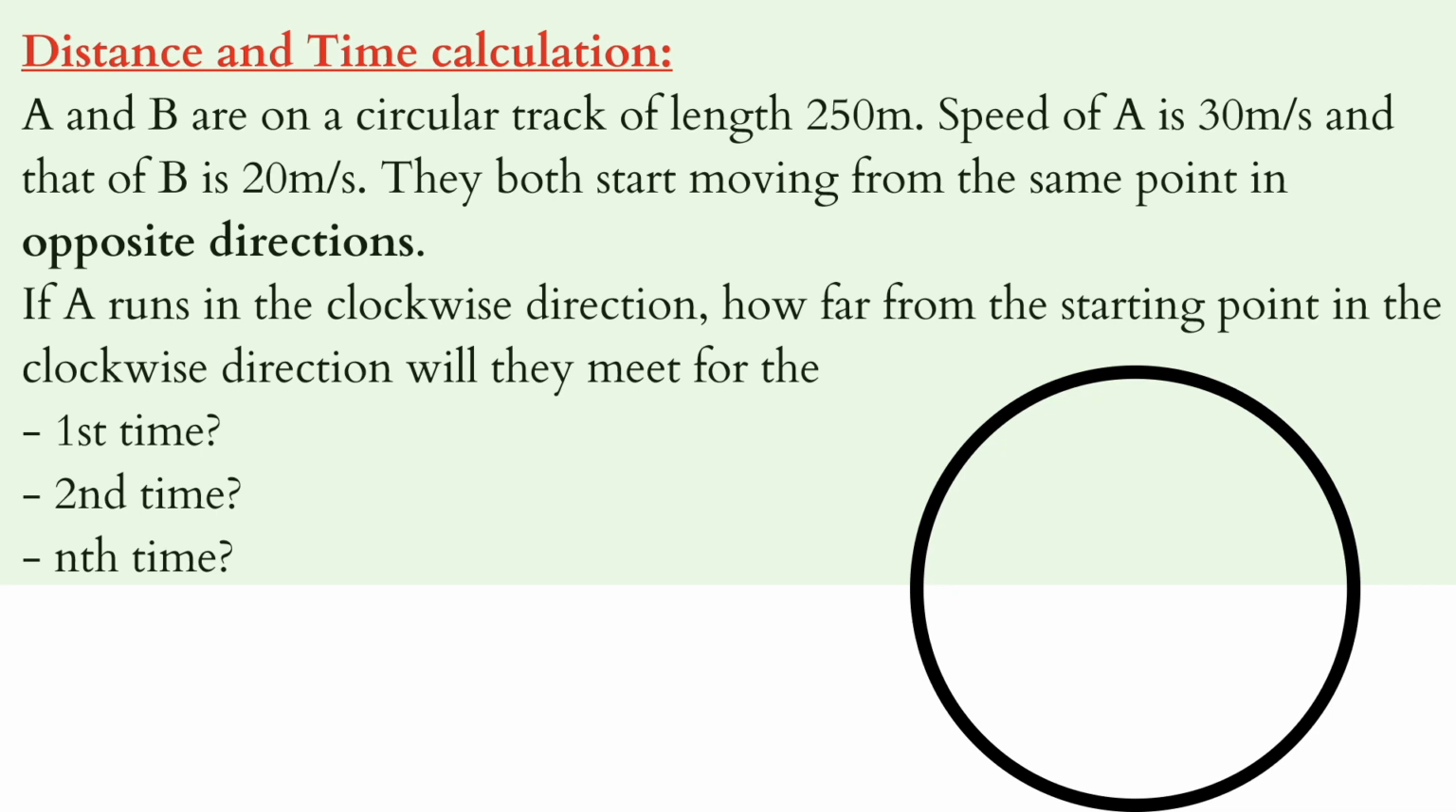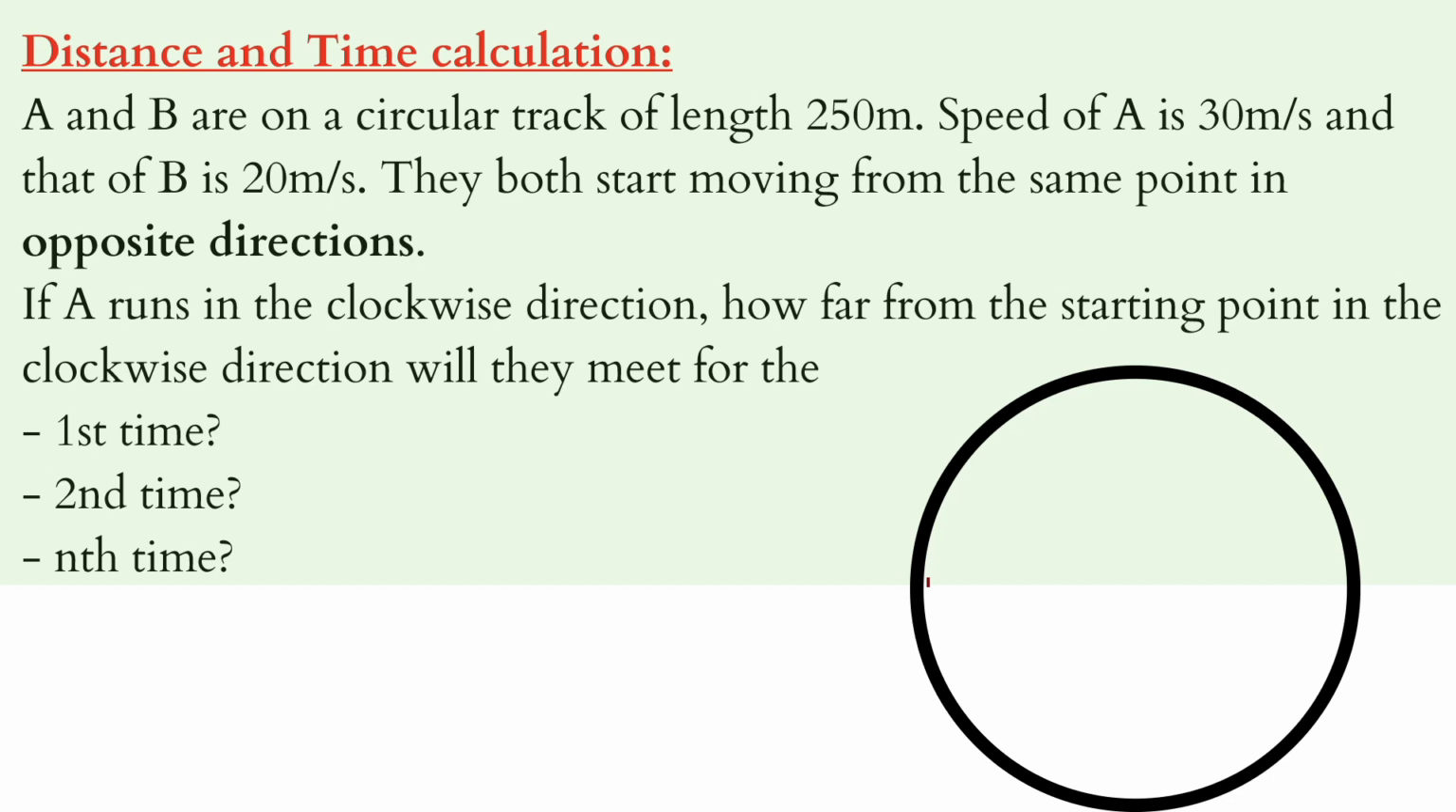So the first one is distance and time calculation in circular motion. Here we have A and B on a circular track of length 250 meters, whereas the speed of A is 30 meter per second and that of B is 20 meter per second. They both start moving from the same point in opposite directions. If A runs in a clockwise direction, how far from the starting point in the clockwise direction will they meet for the first time, for the second time, for the nth time?